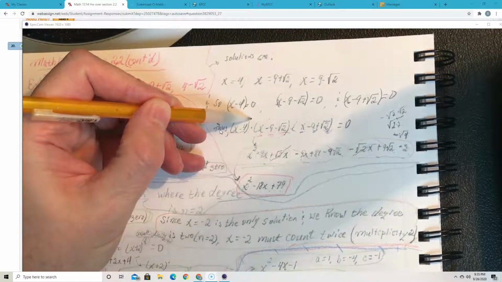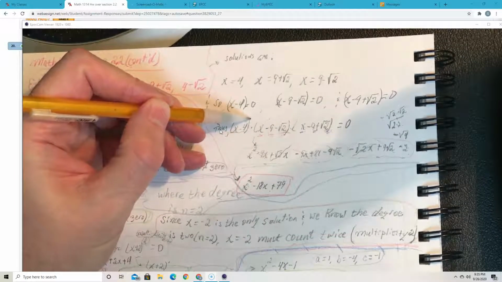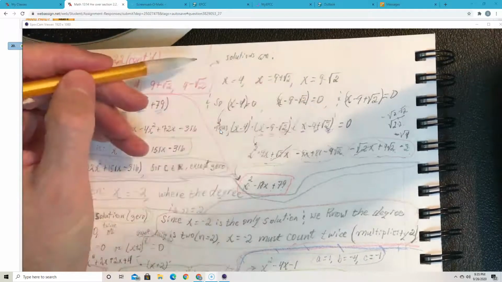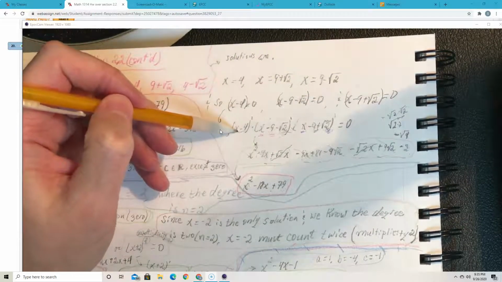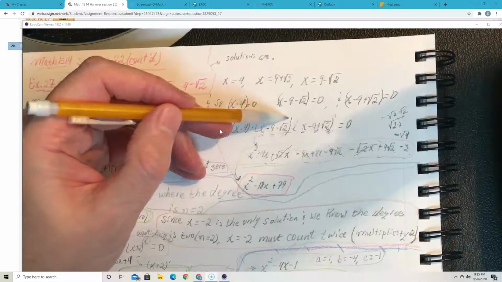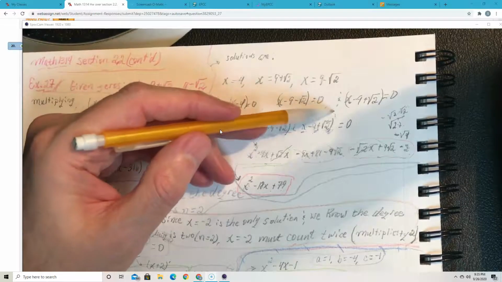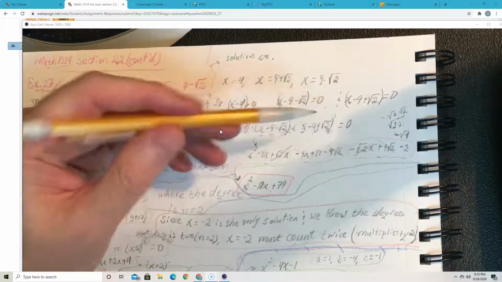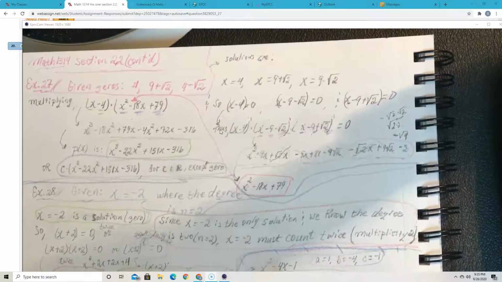And we know that when you have this, there's an invisible exponent right here. If you don't have anything there, we know that's a 1, and that's a 1, and that's a 1. So this factor is of multiplicity 1. This factor has multiplicity 1. This factor has multiplicity 1. If you add up all the multiplicities, they add up to 3.